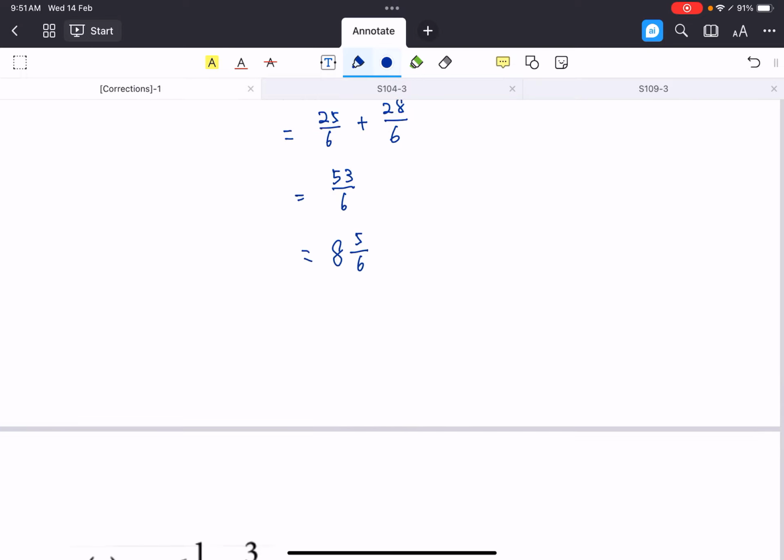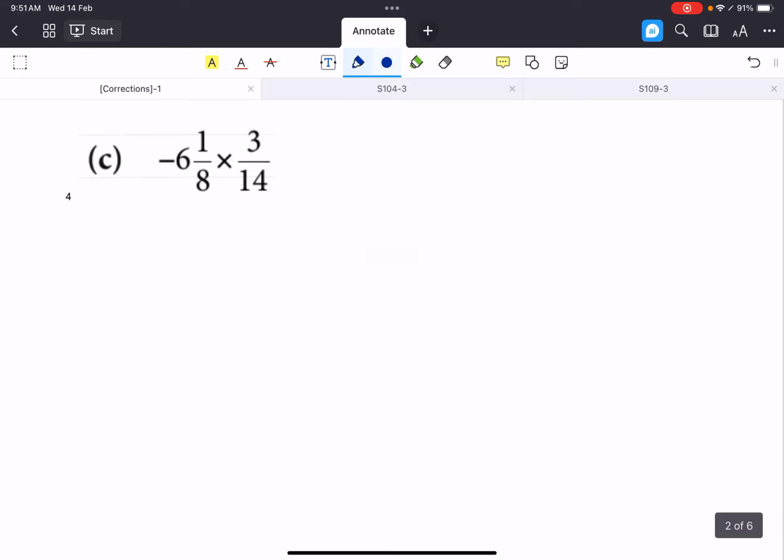Right, the next question. This time round, we are dealing with multiplication. So again, the same idea. The first thing we're going to do is rewrite this as an improper fraction. So we have negative 49 over 8, multiplied by 3 over 14. Okay, so from here, we can actually figure out that 49, if I divide by 14, is actually 7 over 2. So what happens is I can simplify this a little bit.